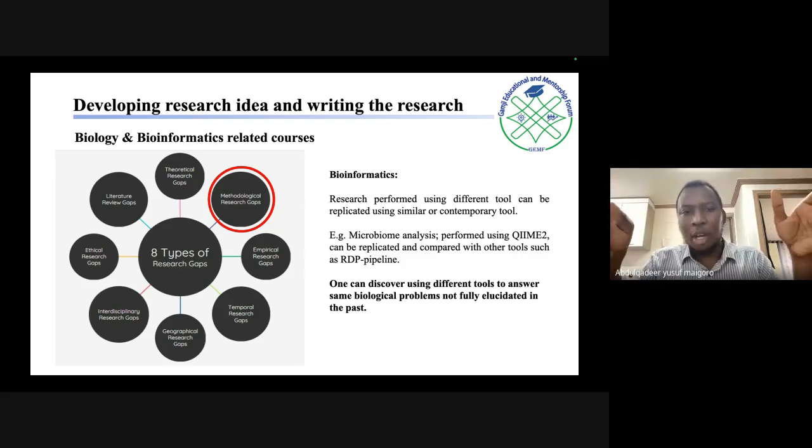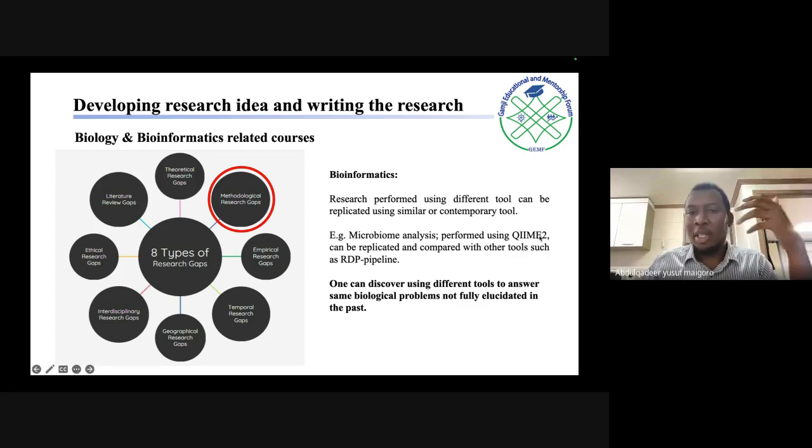Also in terms of methodology, which is more peculiar to bioinformatics, there are various bioinformatics tools used to solve biological problems. For example, when you talk about microbiome analysis, you can use what we call QIIME.